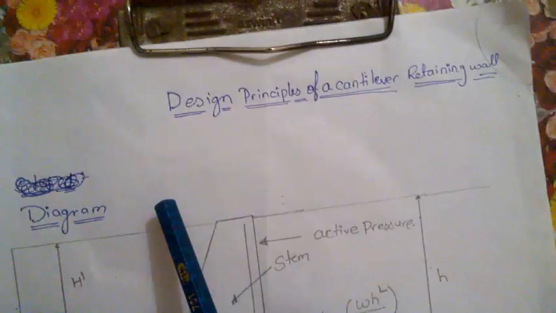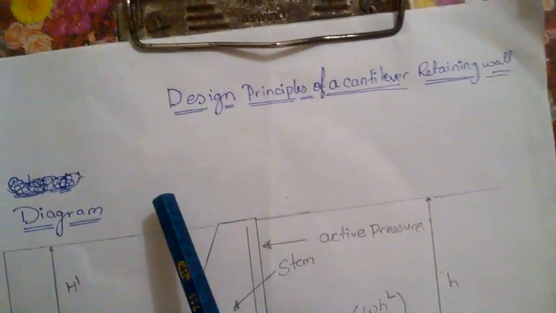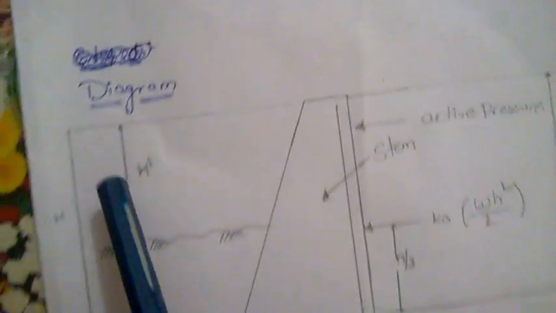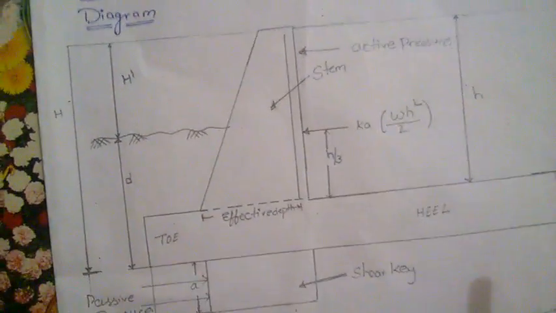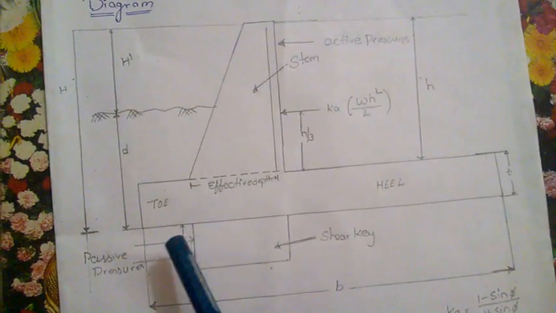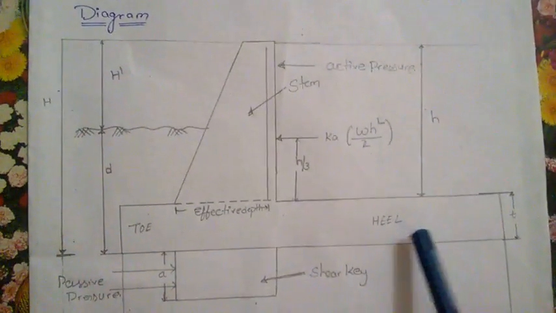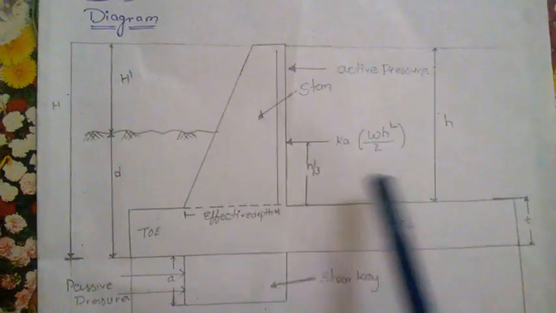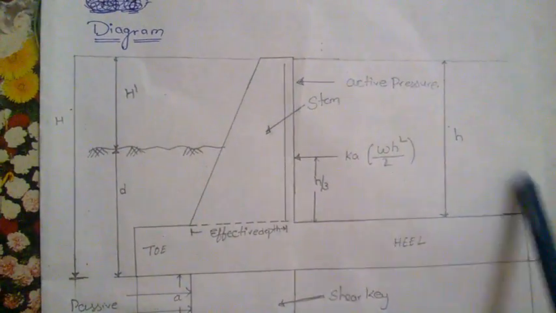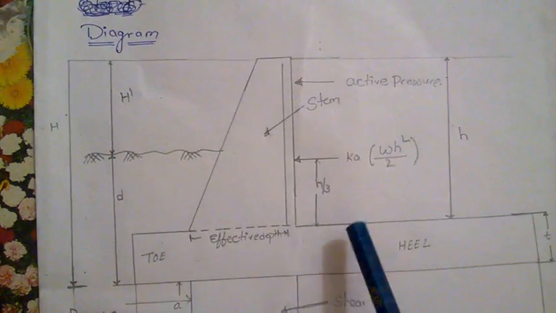Now, I am explaining about the design principles of a cantilever retaining wall. This is the diagram of a cantilever retaining wall. You can see clearly that this is the toe, this is the heel, and this is the stem. All these things combined are called a retaining wall.